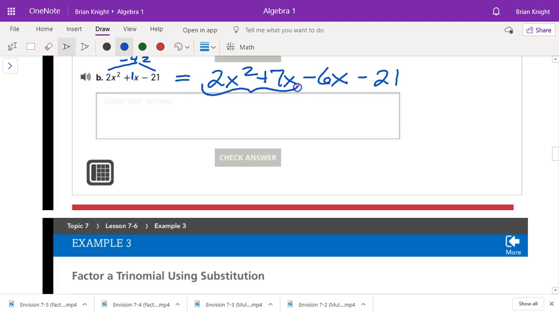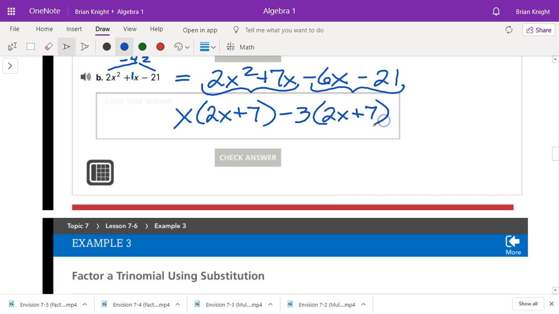So, these two have what in common? X. And what would be left? 2x plus 7. Beautiful. What do these have in common? One thing. 3. Negative 3. And they will have 2x plus 7.